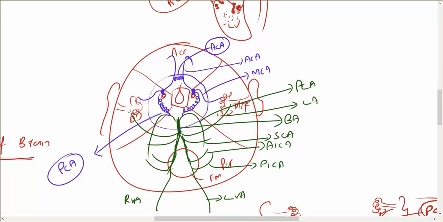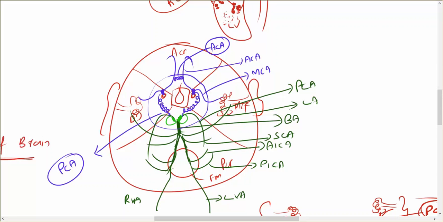I'm going to tell some pathological points of view. Whenever branches come from the major vessels, for example the posterior cerebral artery comes from the basilar artery, this junction is a weak area. The blood vessels become weak and go for dilation.